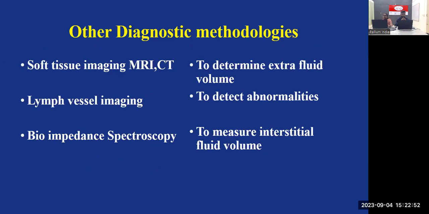Coming to the other diagnostic methodologies, if there is a primary lymphedema, we need to find out whether there are any abnormalities. We have to find out how much extra volume is there, and we need to measure the interstitial volume. We need to find out all these things. For that, you can do soft tissue imaging like MRI, CT, lymph vessel imaging, and bioimpedance spectroscopy.